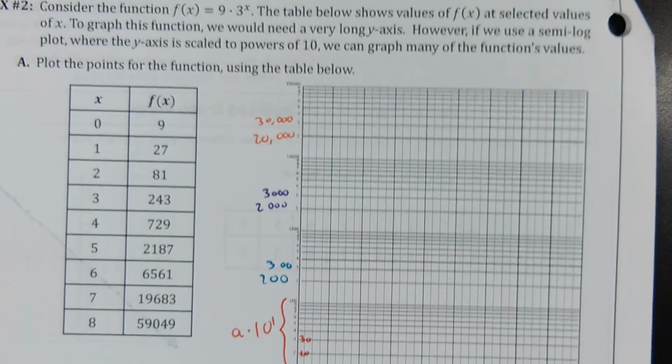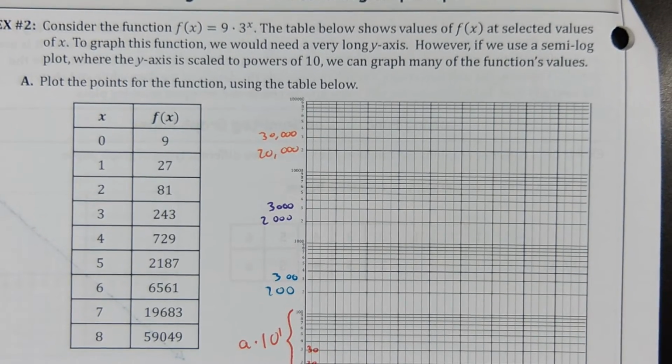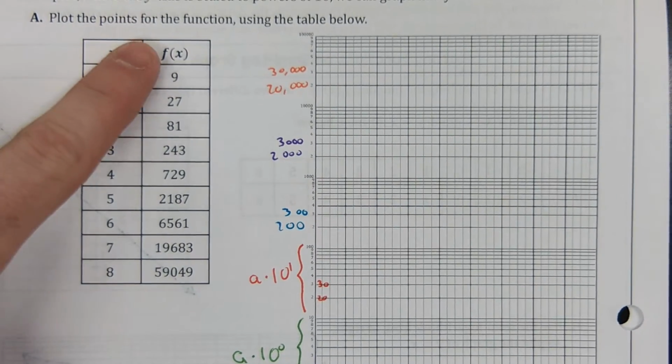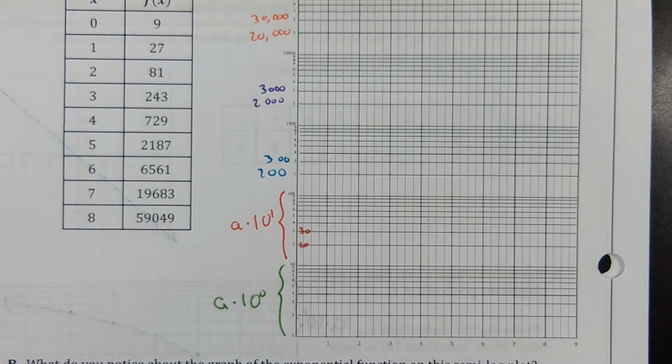Here, we have data from the function 9 times 3 to the x. 9 times 3 to the x is steep. Its y values grow very, very quickly. 3 to the x grows really fast, and now it's being multiplied by 9. That's pretty crazy. We're going to plot these x comma y's onto this semi-log plot where the y-axis is logarithmic, powers of 10, log base 10.